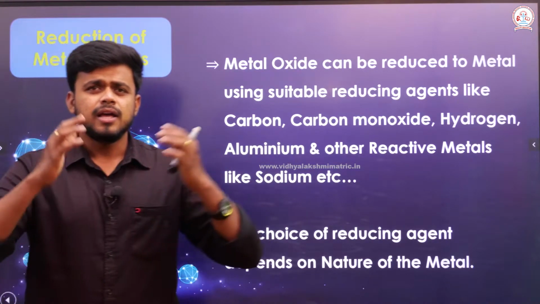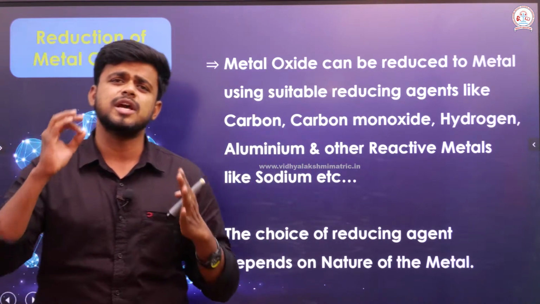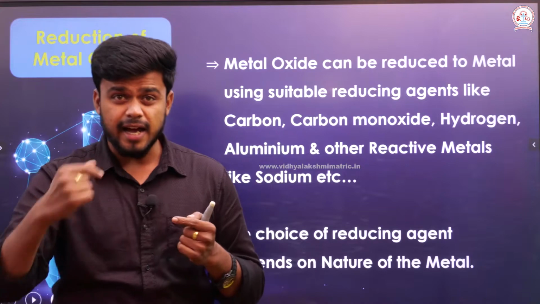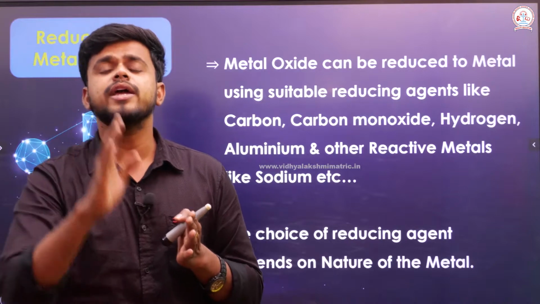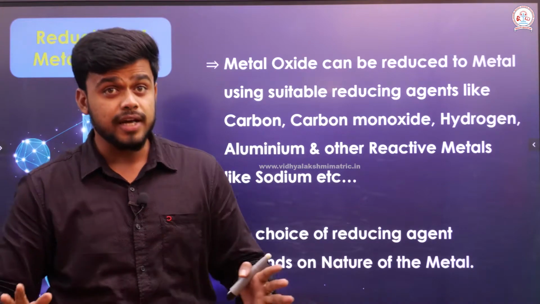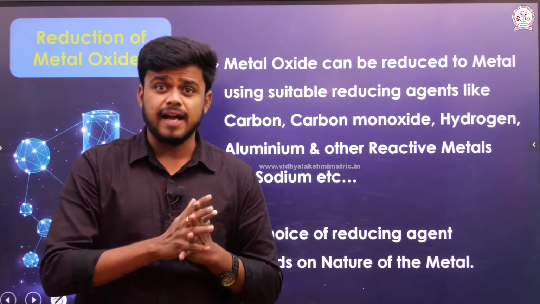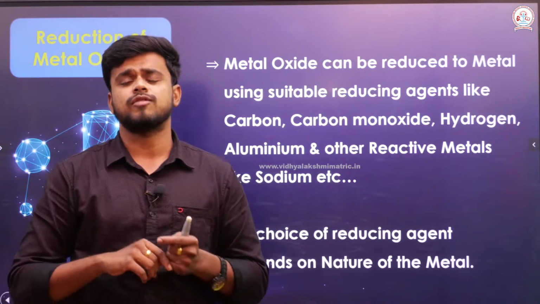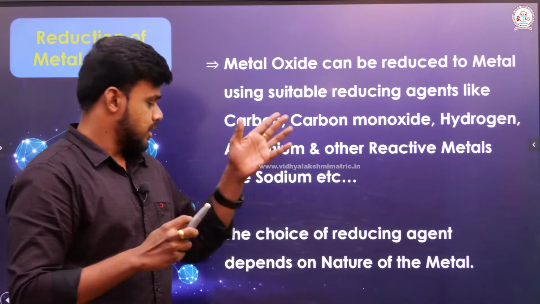It is not that I can use every reducing agent for reducing a particular metal oxide. The choice of the particular reducing agent that I must choose must depend on the nature of the metal that I am going to extract. Don't forget it. We have lots and lots of reducing agents. Irrespective of that, you have to choose the proper reducing agent on the basis of the nature of the metal that we are going to separate from it.